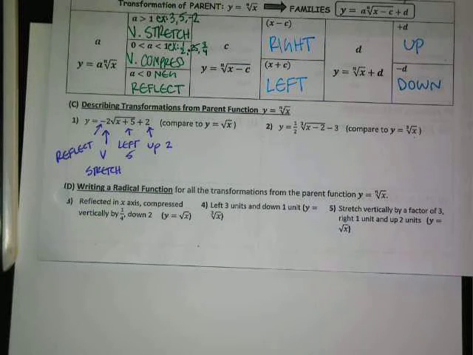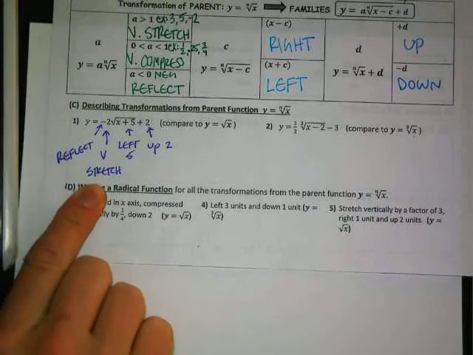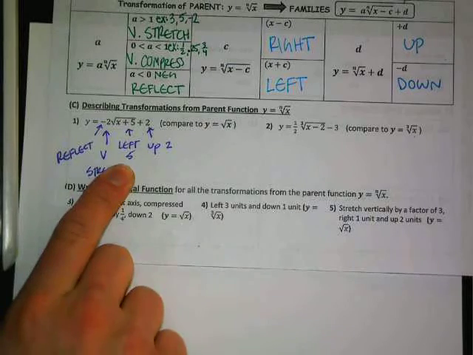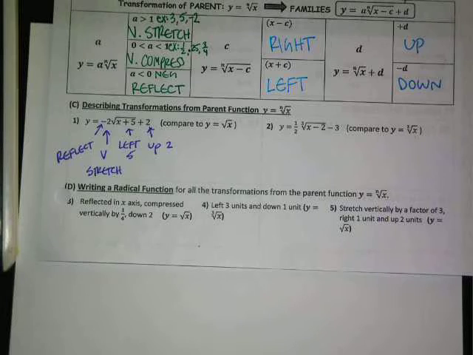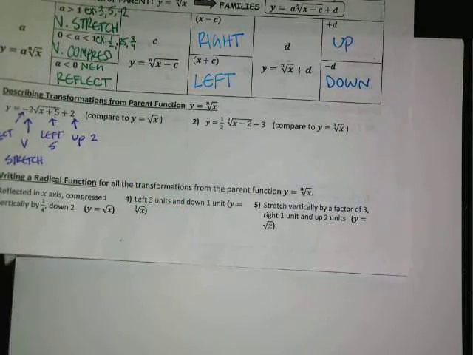All right, so every little piece gets a translation. So negative is a reflect, the 2 in front is a vertical stretch, the plus 5 on the inside of your root is going to be left 5, and the plus 2 on the outside of your root is going to be up 2. Take a quick second and try number 2 on your own. It's just describing the transformations, and then I will call on you.